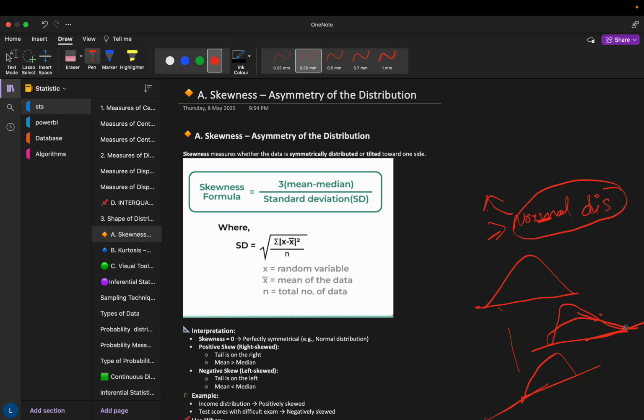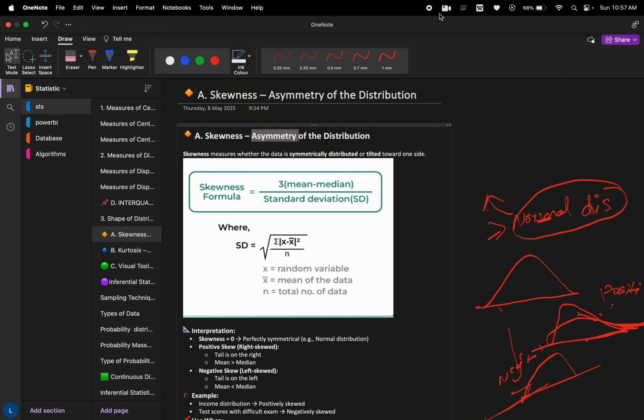When the tail is long on the right side, we normally call it a positive skewed distribution, and when it is on the left side we call it a negative skewed distribution. Skewness is all about the asymmetry of the distribution, when it is not symmetric. Skewness measures whether the data is symmetrically distributed or tilted toward one side, whether on the positive side or on the negative side.